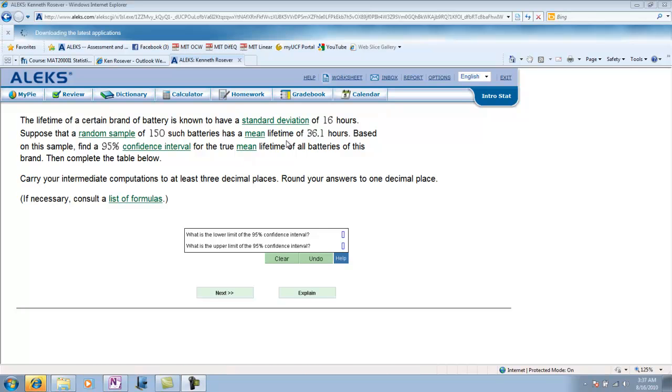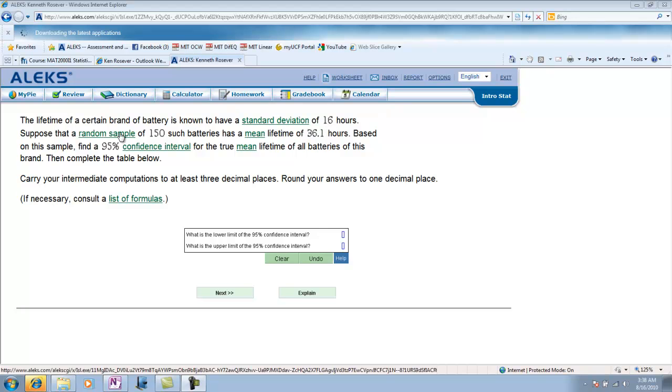Well, this goes back to the previous problem, which was deciding on the proper distribution for making inferences about the mean. But maybe you haven't watched the video yet, so we'll just go through it. It says the lifetime of a certain brand of battery is known to have a standard deviation of 16 hours. So perhaps from past testing or something, they know that the standard deviation is 16 hours.